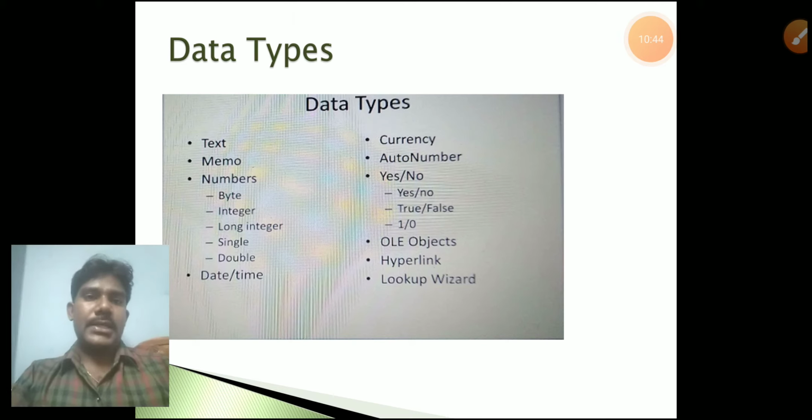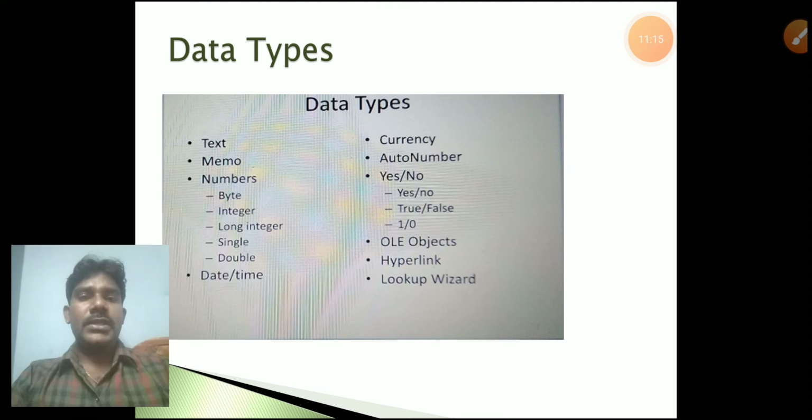Next, currency, for amounts. Then auto number, which is also an integer value. Then the yes or no type. In yes or no data types we have three formats: true or false, yes or no, or 1 or 0. Next one, OLE objects, hyperlink, lookup wizard. So these are all the data types.